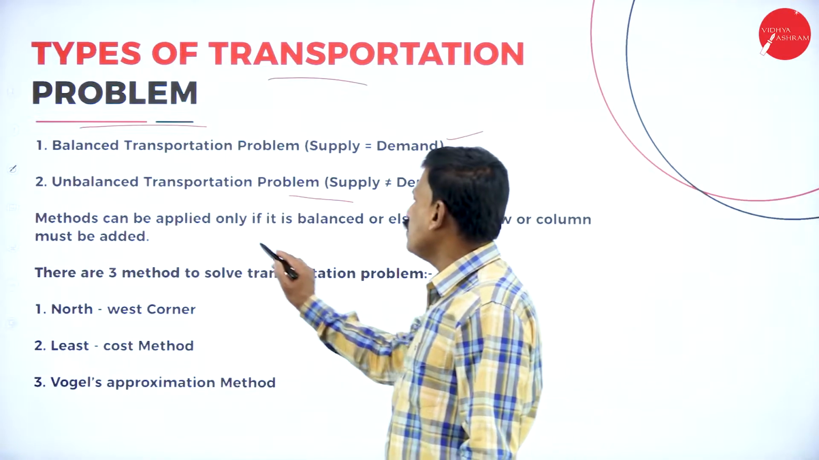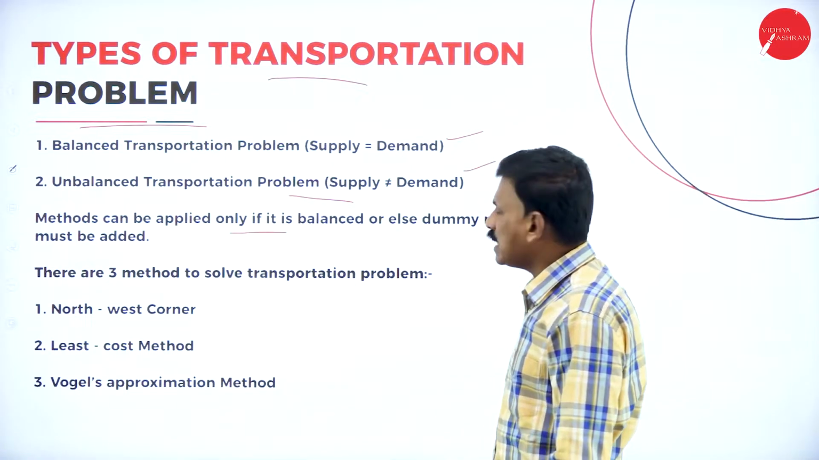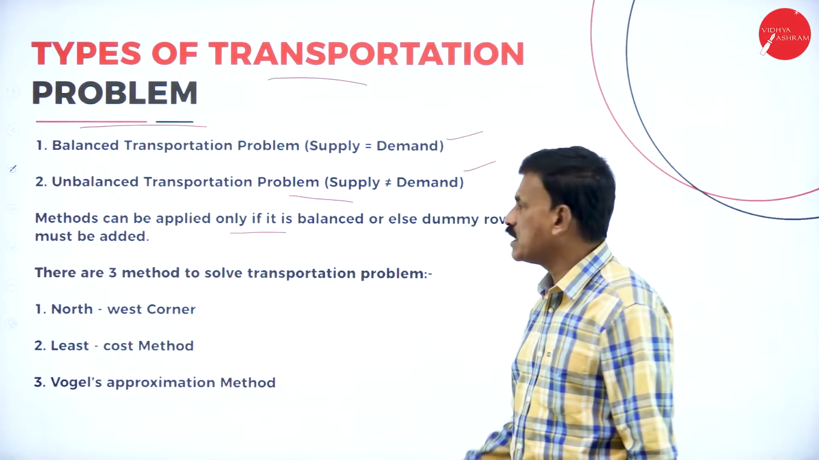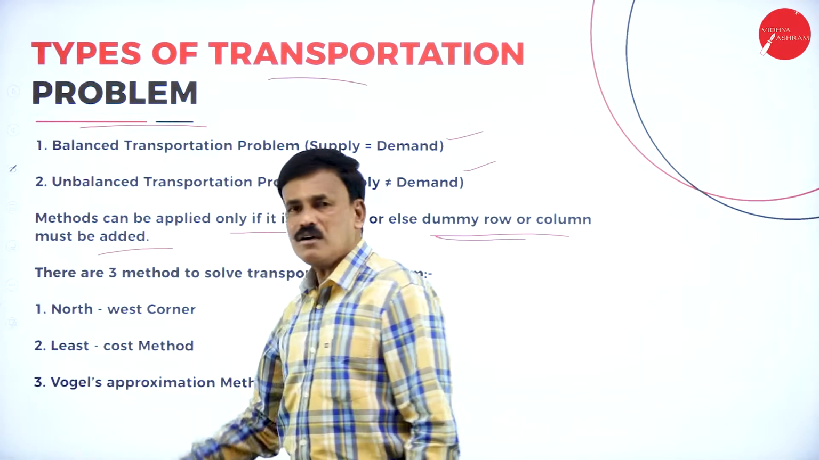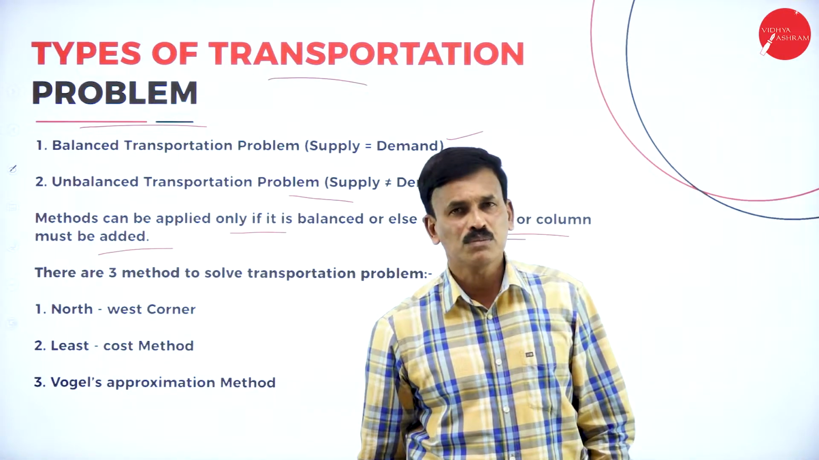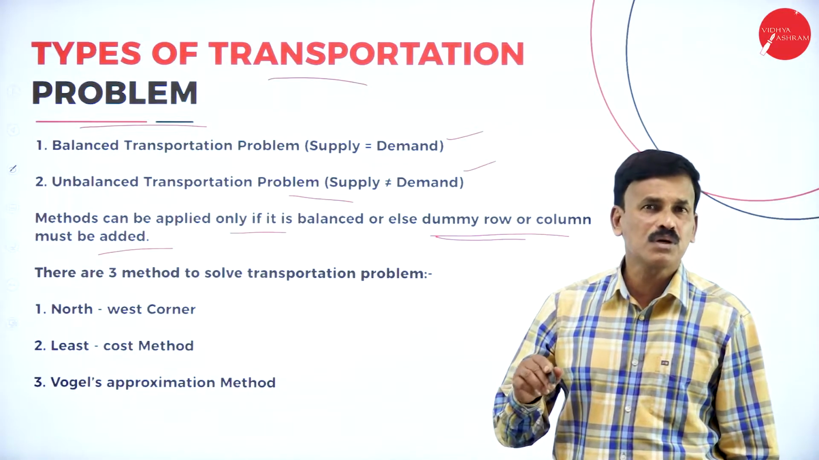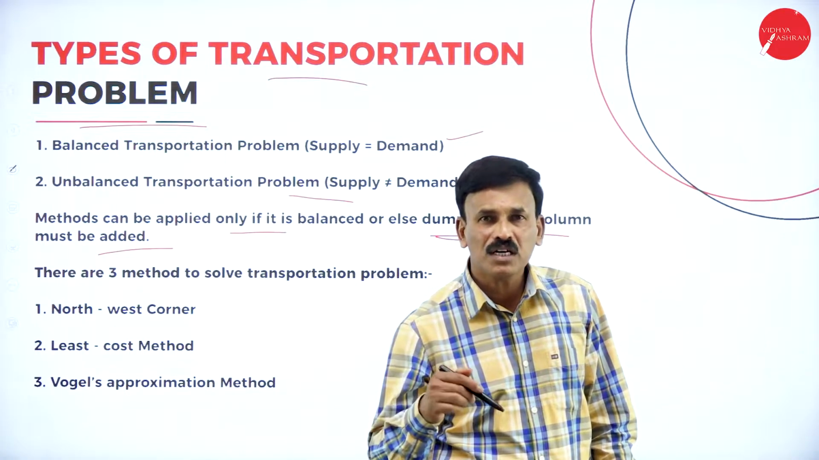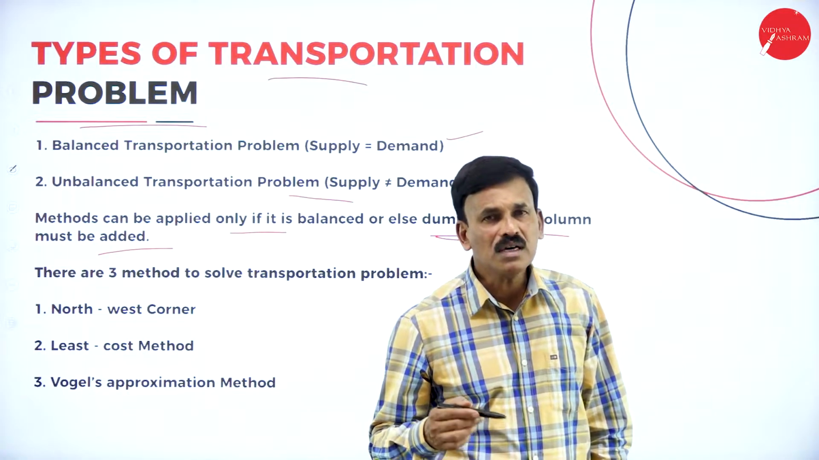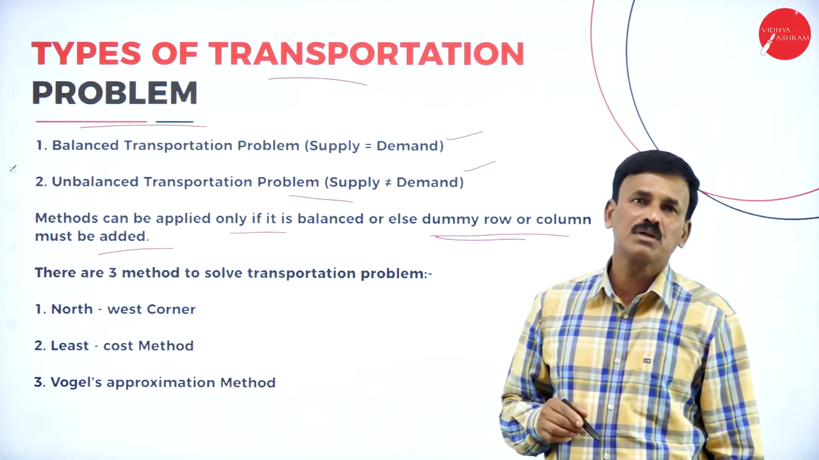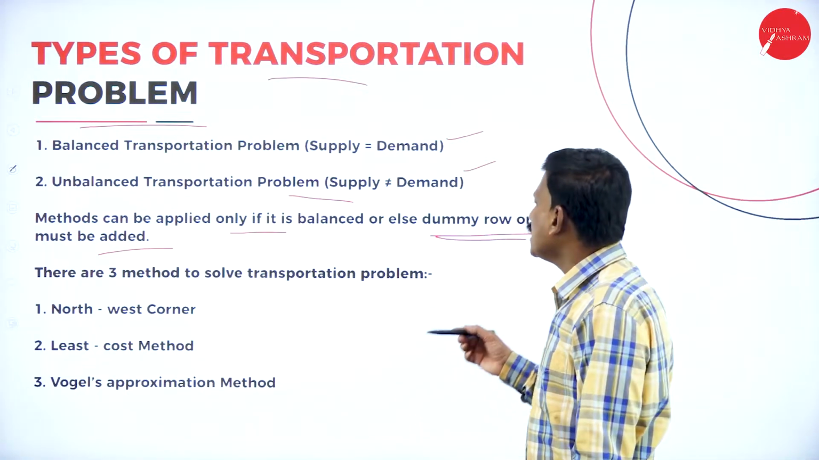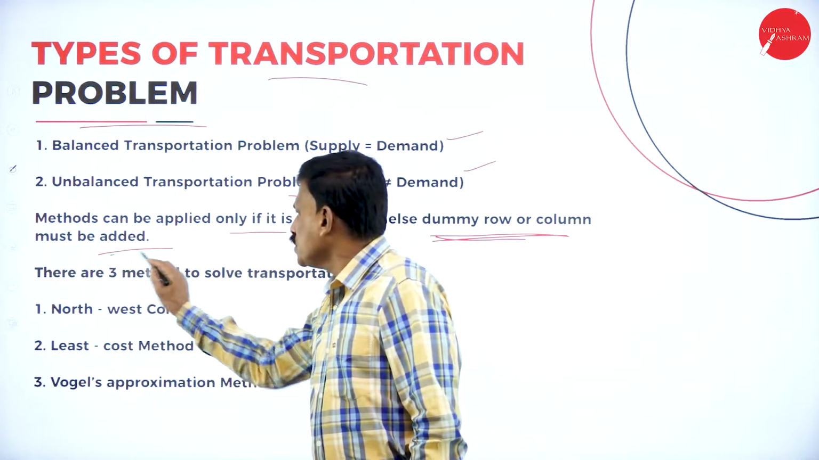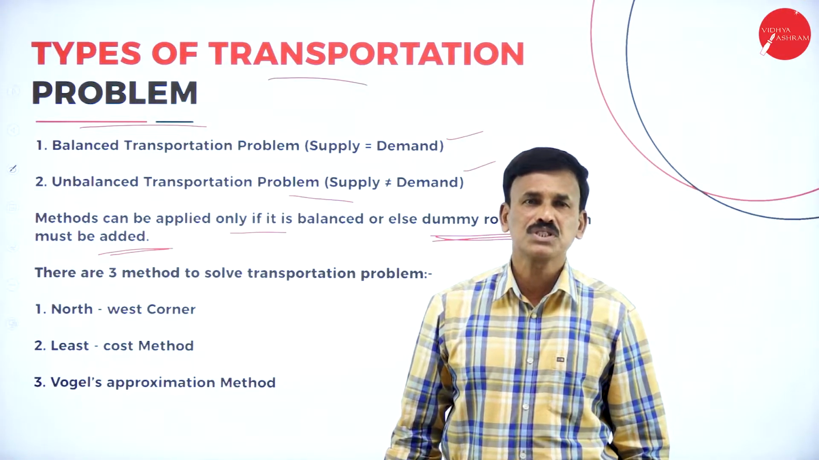Now, methods can be applied only if it is balanced. If it is not balanced, we are going to add one dummy row or dummy column, so we can solve the unbalanced transportation problem. A balanced transportation problem can be solved directly, whereas if a given transportation problem is of unbalanced type, we are going to add one dummy row or dummy column in which all the elements are zeros in order to solve the given transportation problem.